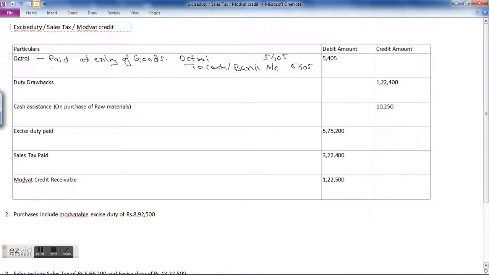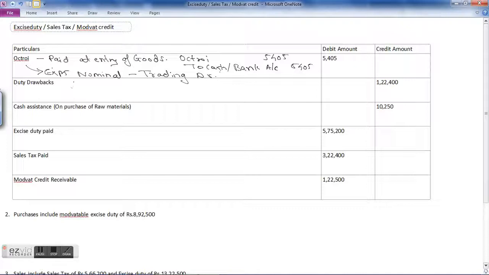Okay, now since this octroi is related to the purchase of goods, it's paid at the entry of the goods, so it's an expense, a nominal account. And since it is related to purchase of goods, what we are doing is we're taking it to the trading account debit side. Okay, now the next is duty drawbacks.